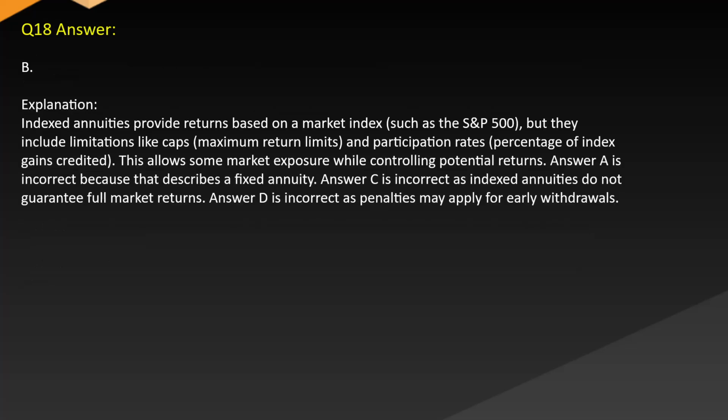Answer: B. Explanation. Indexed annuities provide returns based on a market index, such as the S&P 500, but they include limitations like caps, maximum return limits, and participation rates, the percentage of index gains credited. This allows some market exposure while controlling potential returns. Answer A is incorrect because that describes a fixed annuity. Answer C is incorrect as indexed annuities do not guarantee full market returns. Answer D is incorrect as penalties may apply for early withdrawals.